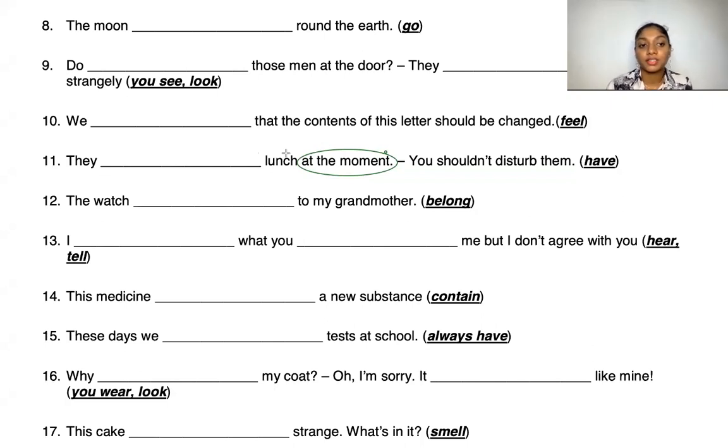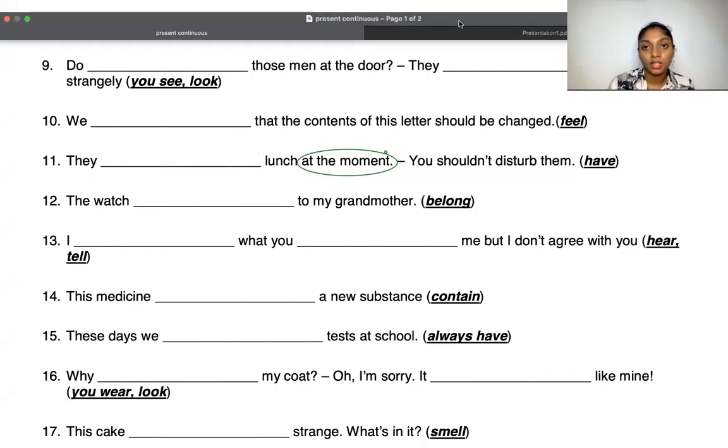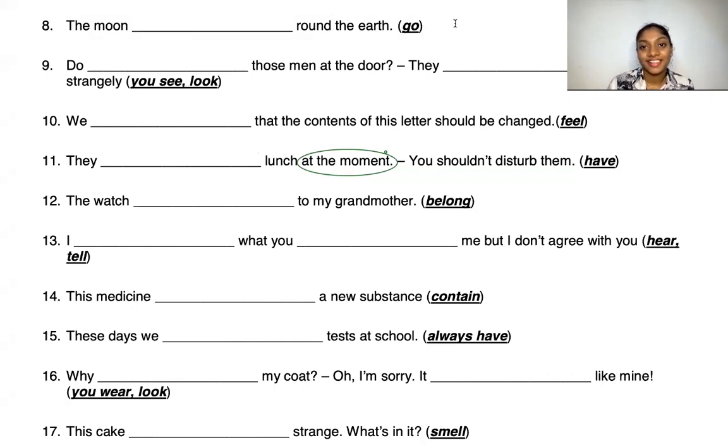Number 12, what is the correct one? The watch. Yes, very good. The watch belongs to my grandmother. ඒක හරියට මේ දැන් සිද්ධ වෙන දෙයක්වත් එහෙම දෙයක් නෙමෙයි. It is a permanent thing. So the watch belongs to my grandmother. Number 13.